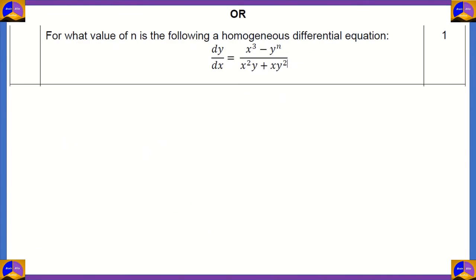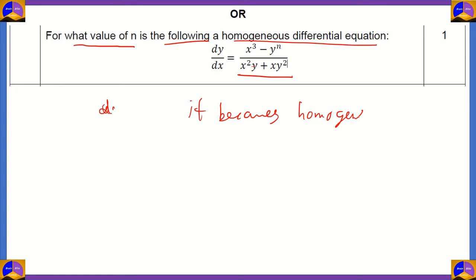Let's look at another OR question. The OR question for question number 9 is, for what value of n is the following a homogeneous differential equation? So if we take dy by dx as x cubed minus y raised to n divided by x squared y plus xy square, then according to the formula, it becomes homogeneous when n is equal to 3. So that is our answer.